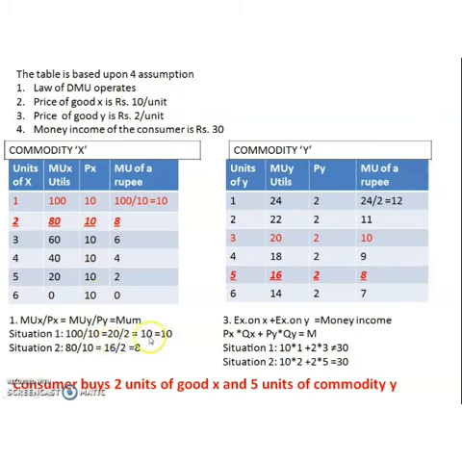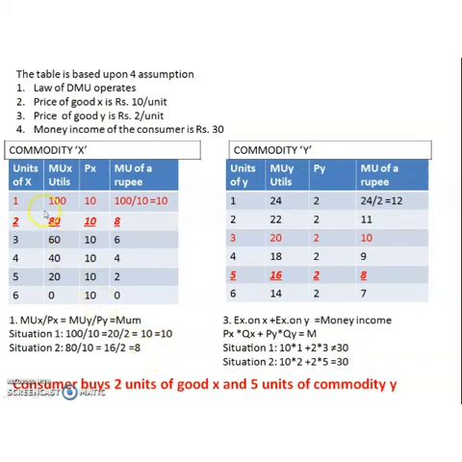Then what about commodity y? The consumer derives 20 utils. So ME of y is equal to 20 divided by the price, that is 2. 20 by 2 is also 10. So here the first condition is satisfied for the first situation. Then what about the second situation?